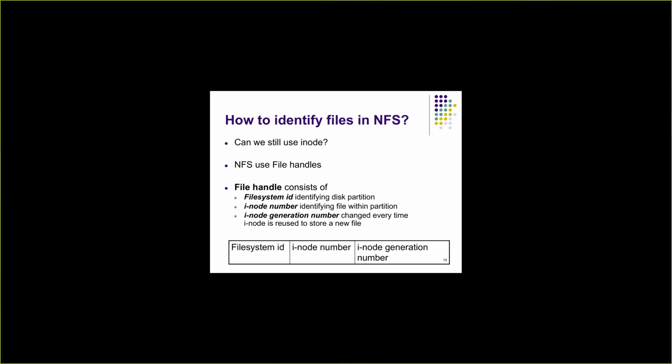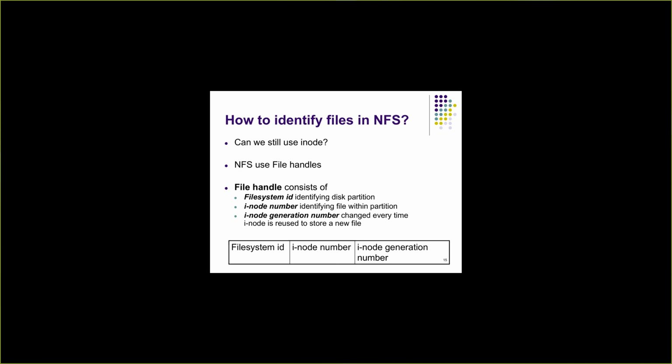So what does the file handle contain? It contains three parts. First is the file system ID. This is the ID identifying the disk partition where that file is located, the disk partition of the file system basically. The inode number is the actual inode number of that file in this particular disk partition, which is local to that disk partition. Okay. And then the inode generation number is a number that changes every time the inode is reused.